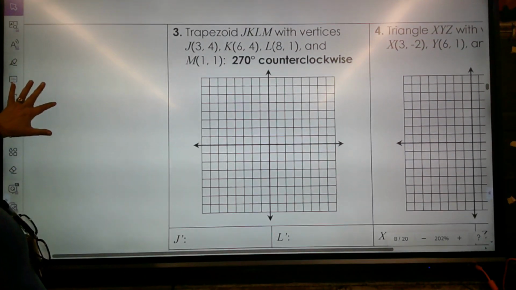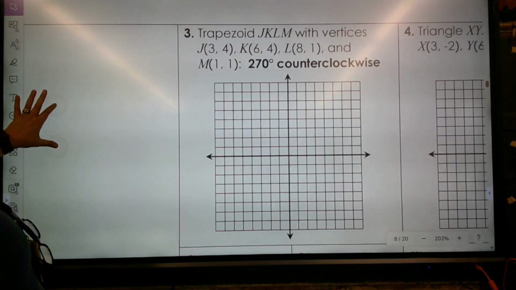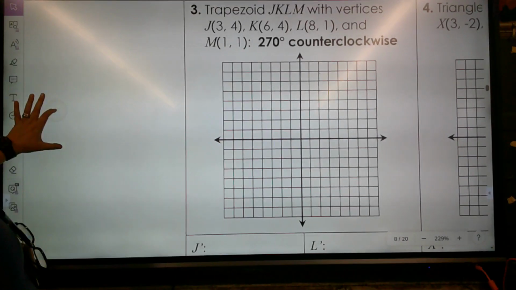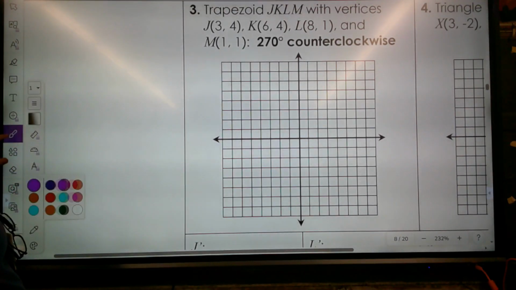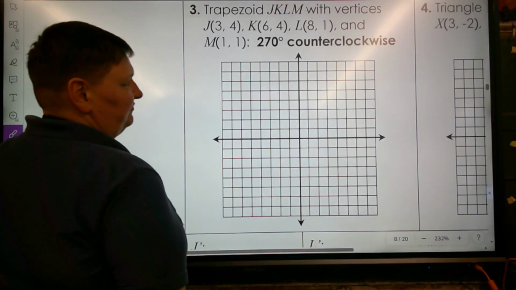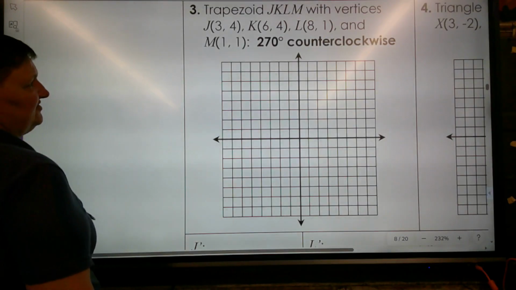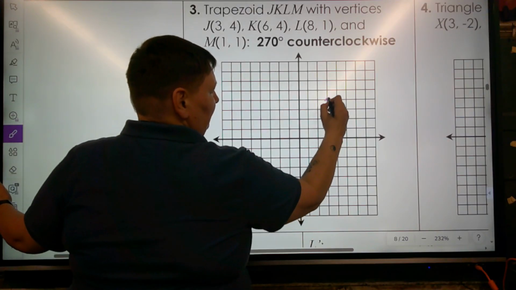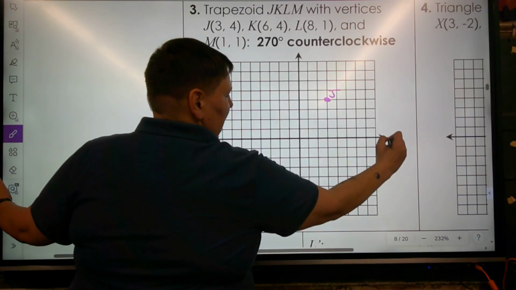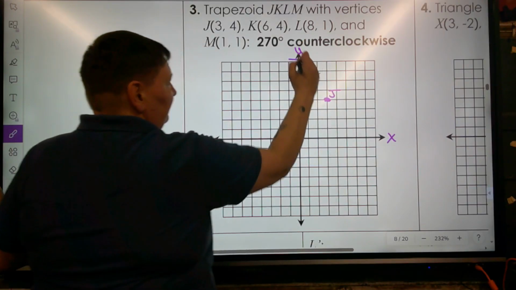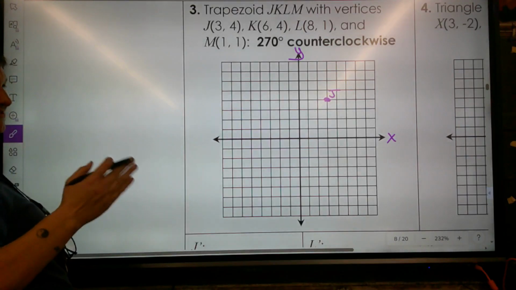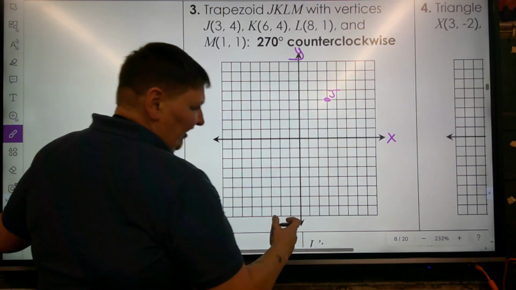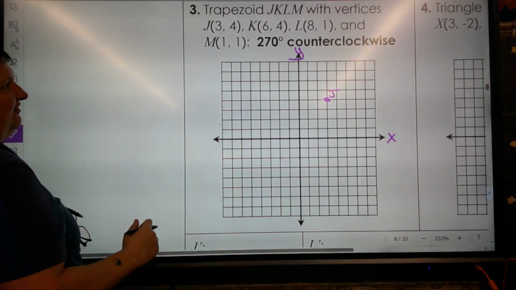This time we're going to do a trapezoid. And we're going 270 degrees counterclockwise. Let's see how big I can make it. All right. Pre-image first. J is 3, 4. This is my X. This is my Y. You'll notice I always put X and Y, just to remind myself that this is the X-axis and this is the Y-axis. Just a reminder.